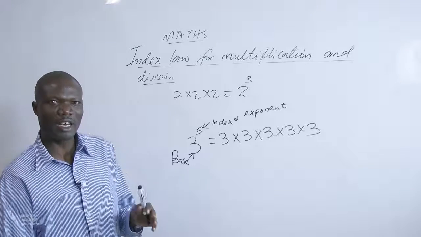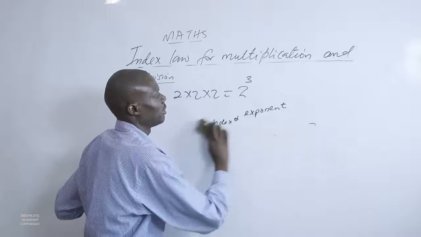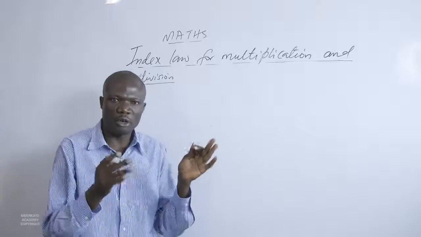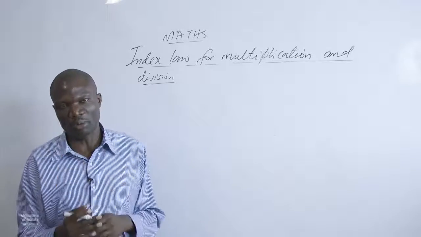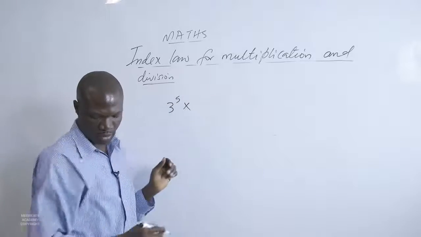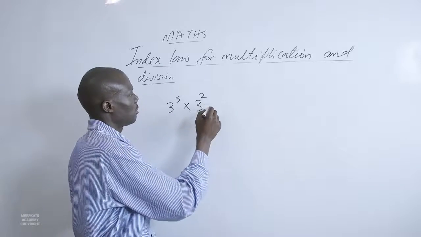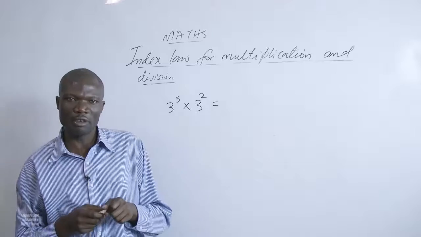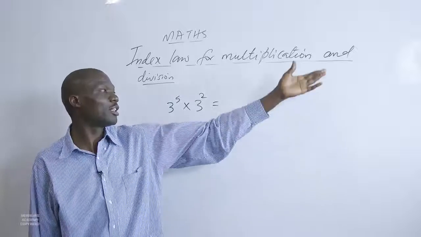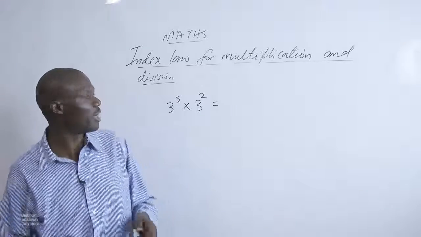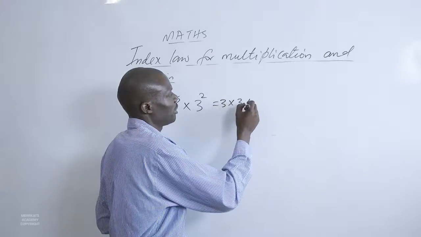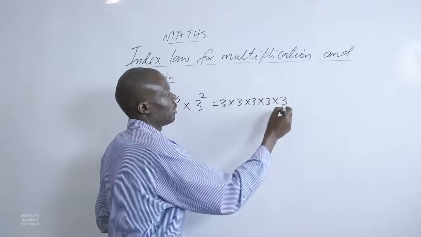Now, what happens when we are multiplying? Look at this. Now that we know what an index or an exponent is, we know what our base is. Supposing we have 3 raised to the power of 5 multiplied by 3 raised to the power of 2. It's something you write until you wonder where you are. Because this is 3 multiplied by itself 5 times. So we shall have 3 times 3 times 3 times 3 times 3.